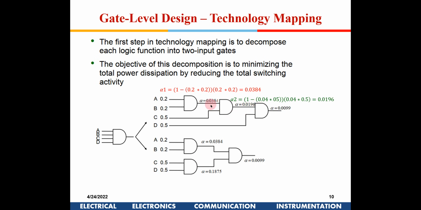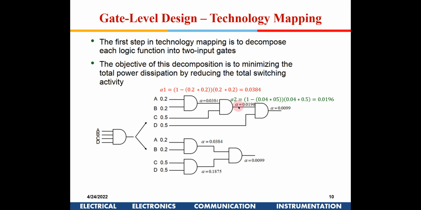Now if you see here, this is 0.2 and 0.2. So what would be the activity level out here? The probability of this being 0 is 1 minus 0.2 into 0.2, and the probability of this being 1 is 0.2 into 0.2. If you multiply these two, I get 0.0768. This is the activity alpha 1 here, given in red, that is the activity at the gate output of A and B.